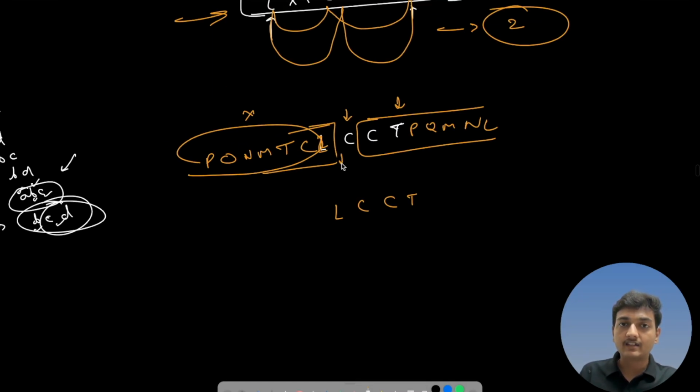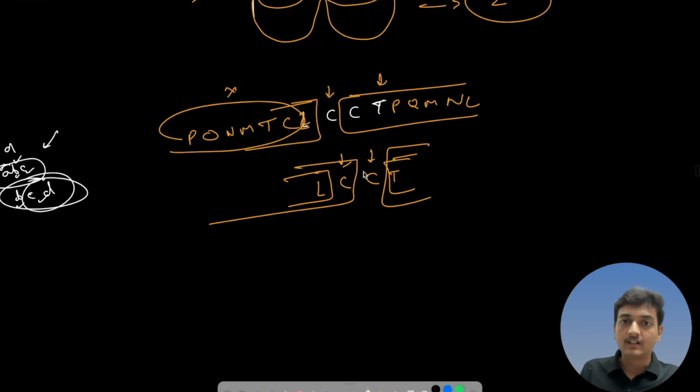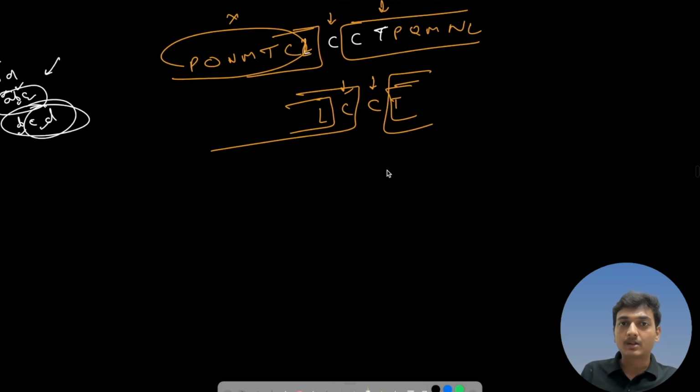For any C, I just need to bother about how many L's are there in the left part, how many T's are there in the right part. For this C as well, I need to bother about how many L's are there in the left part, how many T's are there in the right part. Okay, so some of you might have guessed it. This is kind of a prefix suffix kind of problem. If you have solved a similar problem, well and good, you might have guessed it.